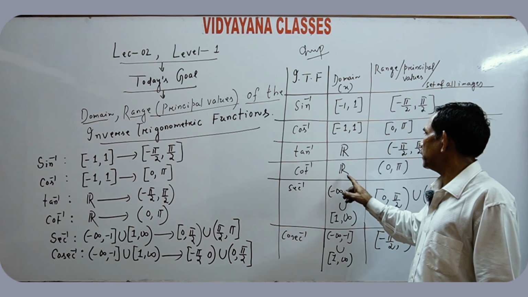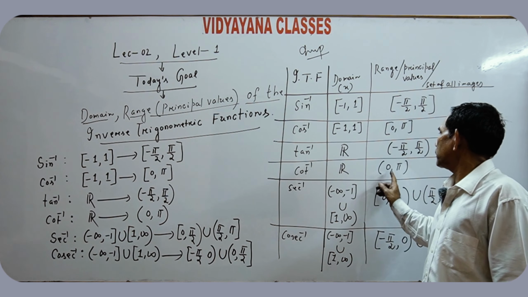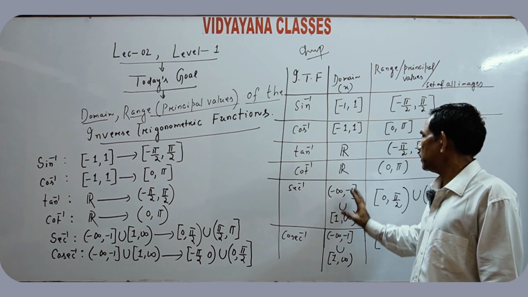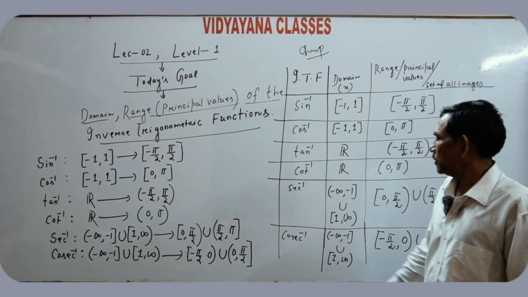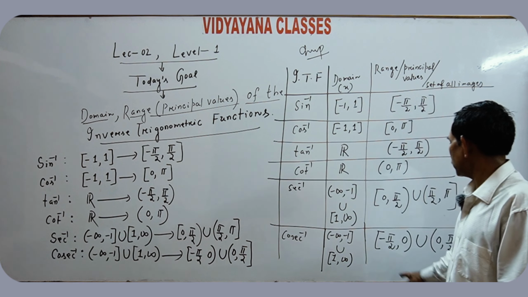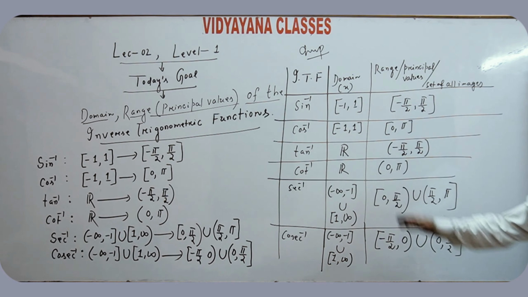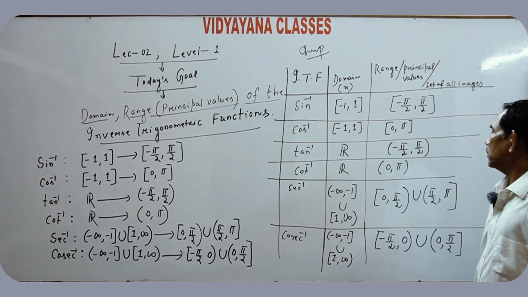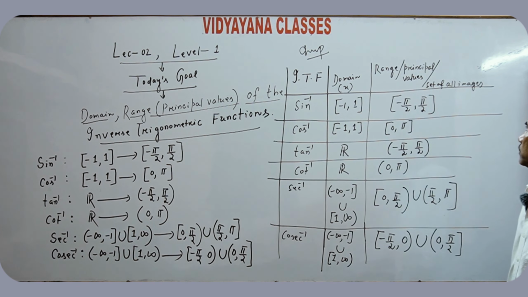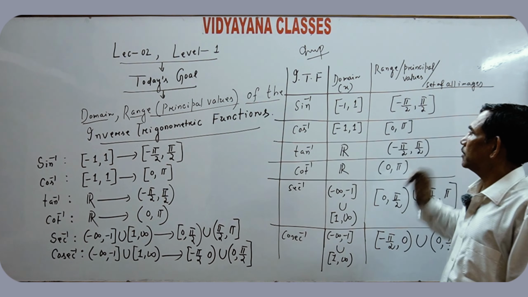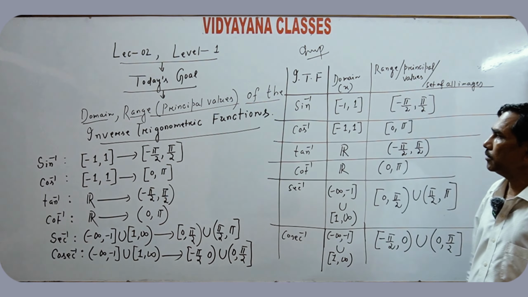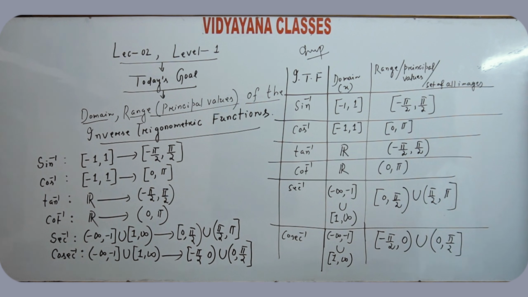Cot inverse operates on this, gives this. Sec inverse operates on this set. These are the domain sets and gives the range. Cosec inverse operates on this set, gives the range this. These are the domain set and these are the range or principal values. Principal values or range or set of all images. When sin inverse operates on this set, gives this. Similarly, we can say for other inverse trigonometric functions.